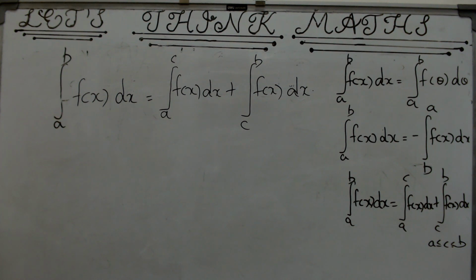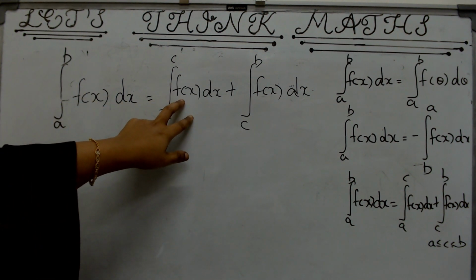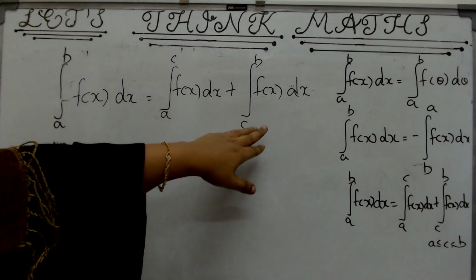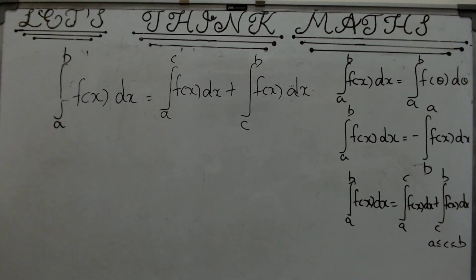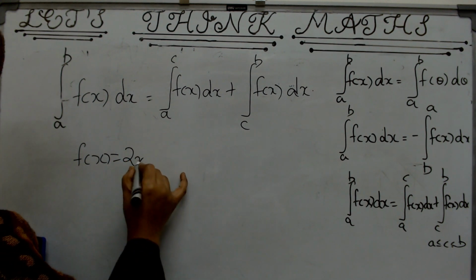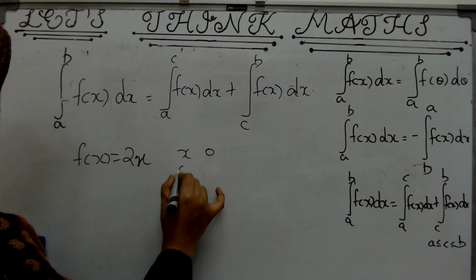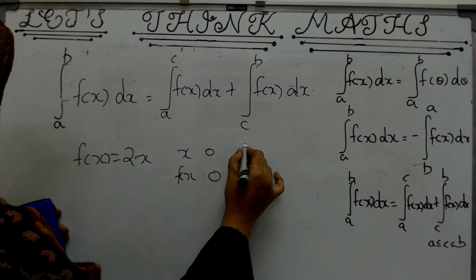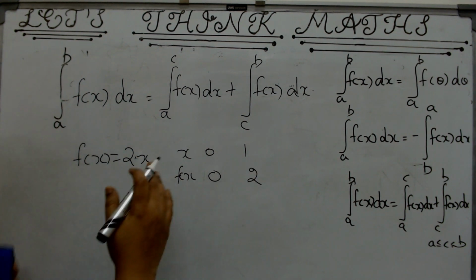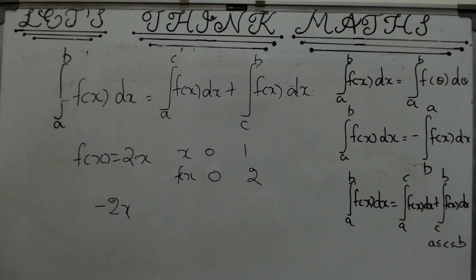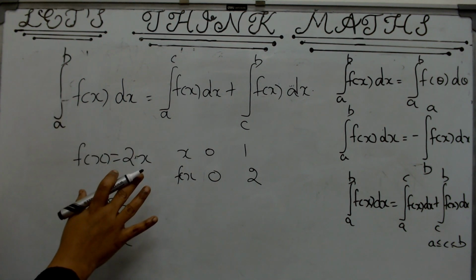Where can we use it? This can be used only when f(x) behaves differently in a to c and it behaves differently in c to b. Why would it do that? Take any function, f(x) equal to, say, 2x. Then if x is equal to 0, f(x) will be 0. And if x is equal to 1, this will be 2. But then for no value of x is 2x going to become minus 2x, or for no value of x is 2x going to become 4x. This is your function.